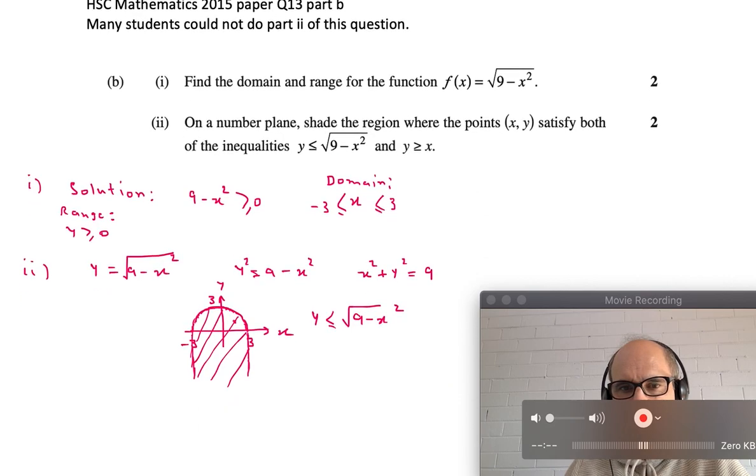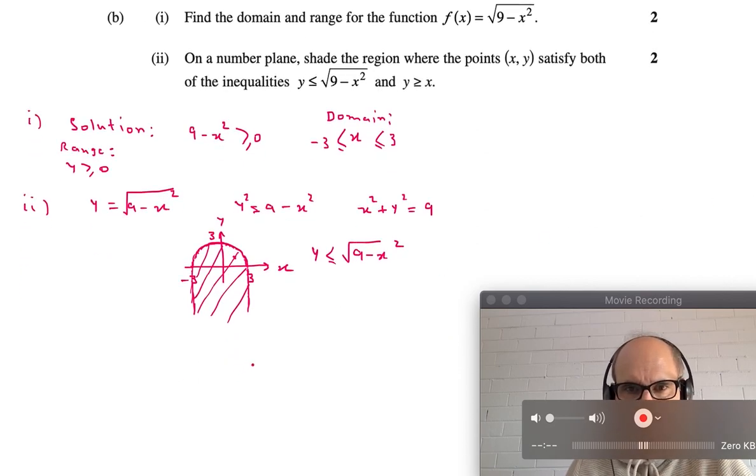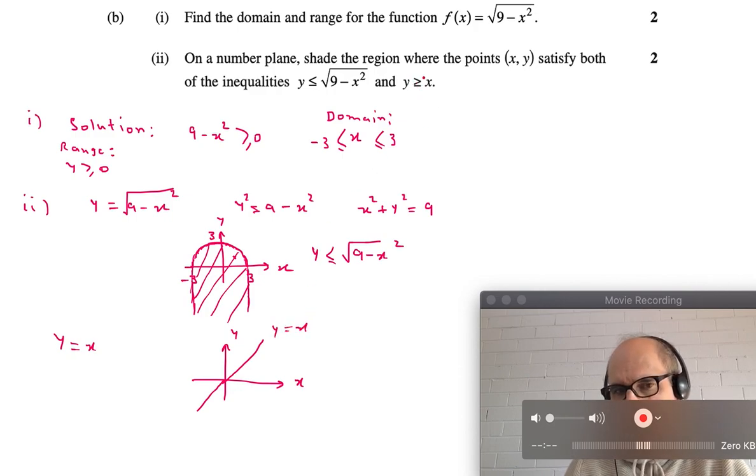As for y greater than x, if I draw it in a separate Cartesian plane, again assume this was an equality, y equal to x, and that is going to be the line y equal to x. But here we want y to be greater than x. So it means we have to go above that line. So that is the region that we are talking about.